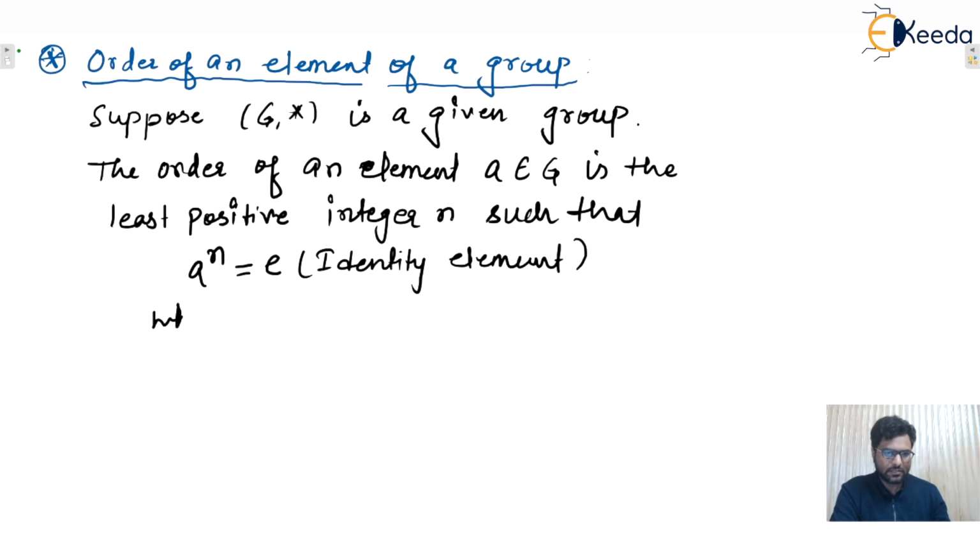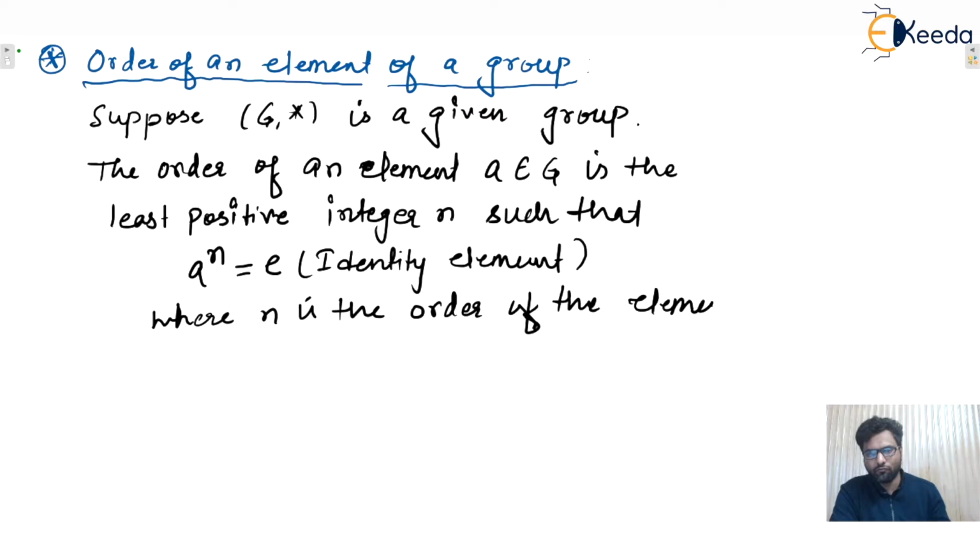So n is the order of the element a. I hope this one is clear to everyone. So what is the meaning of order? The order of an element can be defined as the least positive integer n such that a raised to power n is equal to E. I hope this one is clear to everyone.